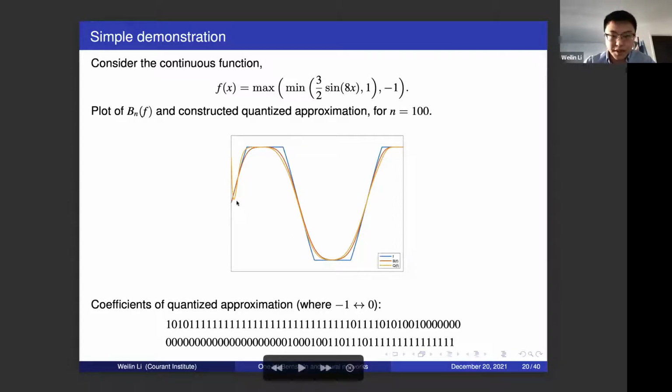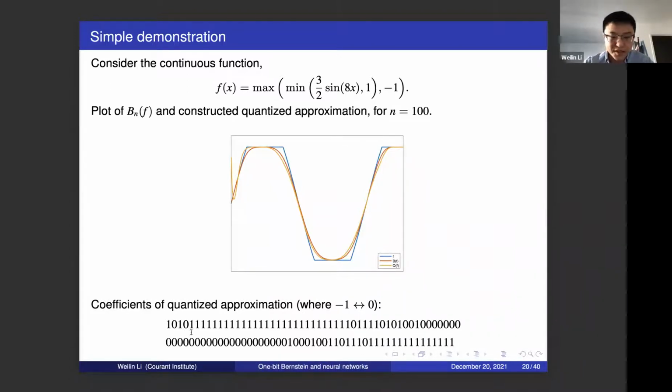You can see that the approximant doesn't do well near the endpoints. So that's as to be expected from the theorem. We can't approximate within like 1 over square root of n of the endpoints. That's fine. But you see that visually it's not bad. It's pretty good. It's comparable to your usual Bernstein polynomial of f.